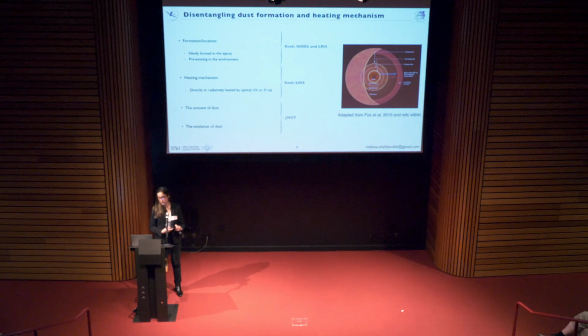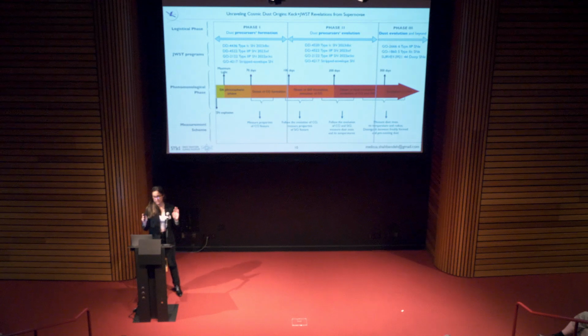So Keck, optical, and near-infrared NIRES and LRIS can help us distinguish between newly formed and pre-existing. Keck optical spectra can help us understand if the heating mechanism is by optical, UV, or IR. And JWST data can help us understand how much dust is there and help us have a better understanding of the dust evolution. So this plot has too much, just bear with me for a little bit.